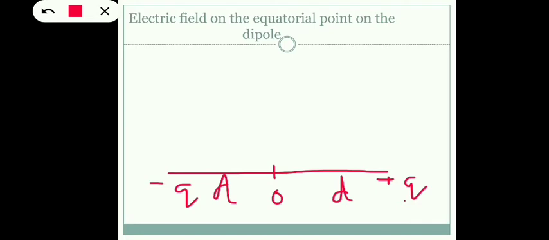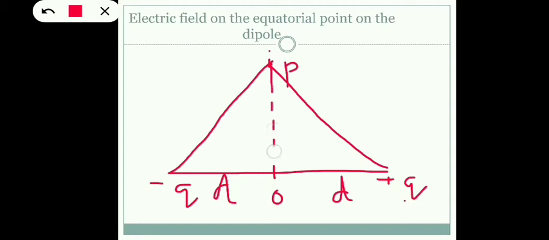Now, consider a point P here, perpendicularly above the dipole. This point P is lying on the equatorial position of the dipole. So this position is the equatorial position. Now just join the minus q charge and this point P with a line. Here also, join the plus q charge and the point P with a line. Now let this point P be at a distance of r from the center of the dipole. So let this distance be r.